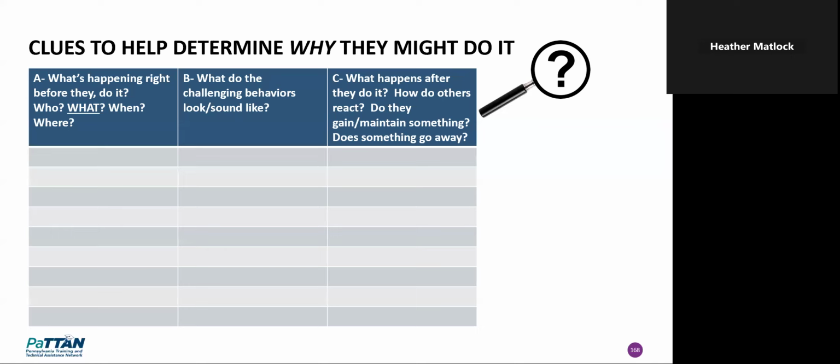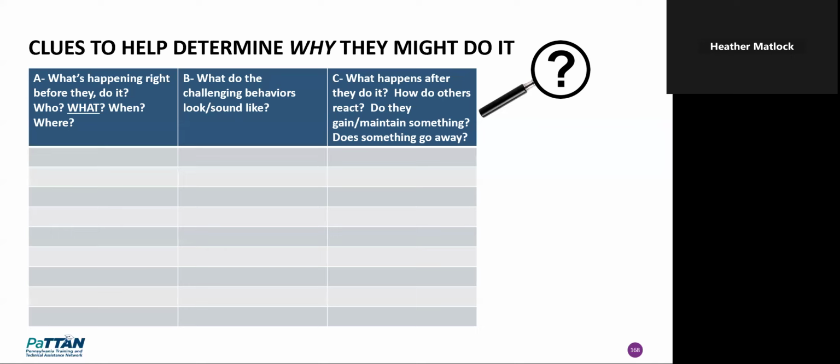All right, so now let's figure out what reliably happens after your child does it. This can be tricky because there might be a lot of things happening, right? And sometimes we're so focused on the challenging behavior that it's hard to be aware of everything else. So here are the main questions that'll provide some clues. How are people reacting? Is your child gaining or maintaining something? Does something unpleasant go away, even temporarily? And how does your child respond when those things happen?